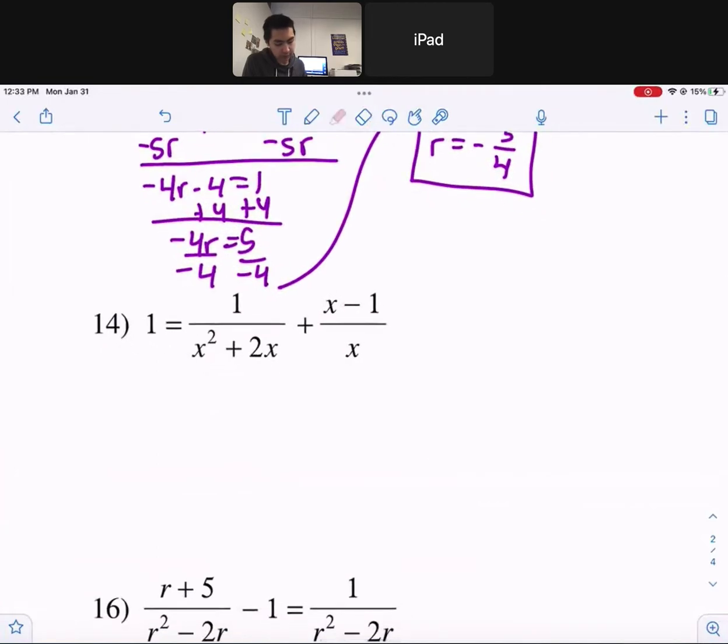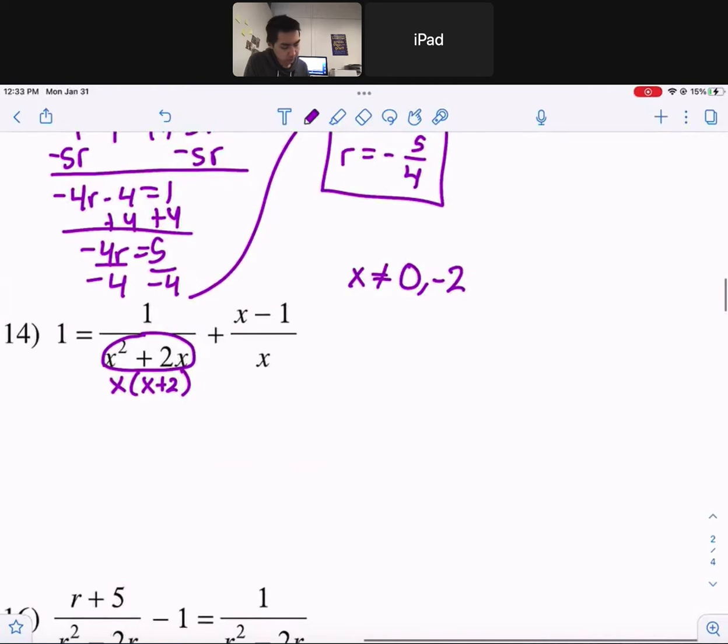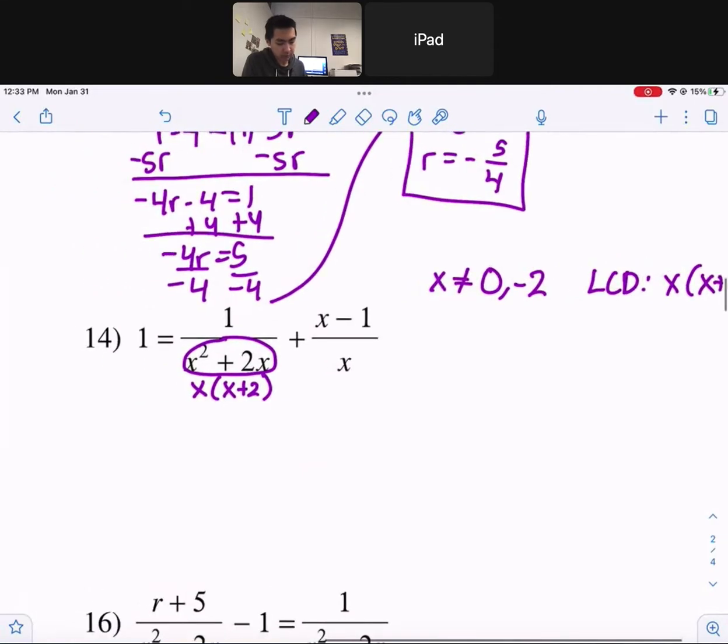14. Okay. Something we can factor, right? We can factor out an x to get x plus 2. So x cannot be 0, and it can't be -2. It cannot be 0. It cannot be -2. So the LCD will be x times x plus 2. So then multiply this whole thing by x times x plus 2.